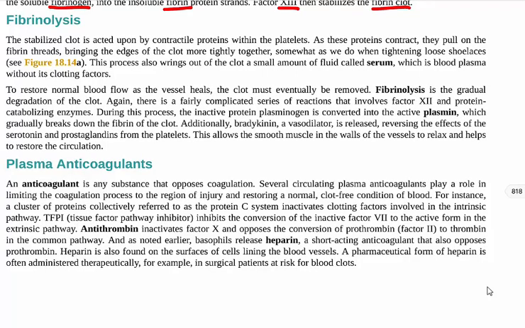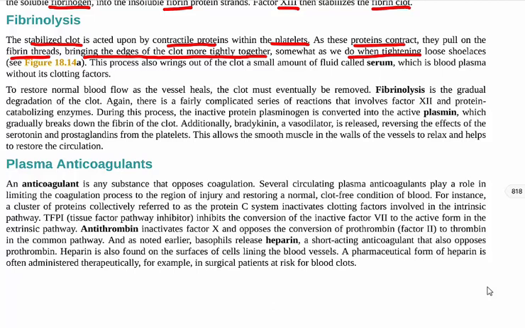So then our stabilized clot is acted upon by contractile proteins within the platelets. Right, so we have those proteins within the platelets. As these proteins contract, they pull on those fibrin threads. So remember, we have this mesh, this webbing of fibrin threads. It's going to pull on the fibrin threads, bringing the edges of the clot more closely together, so more tightly together. So they use the example of tightening loose shoelaces. So it's going to pull those things together.